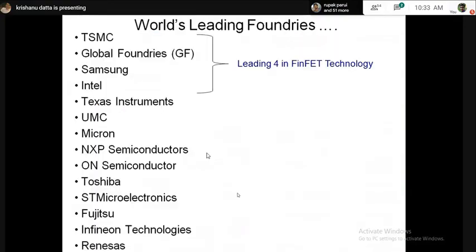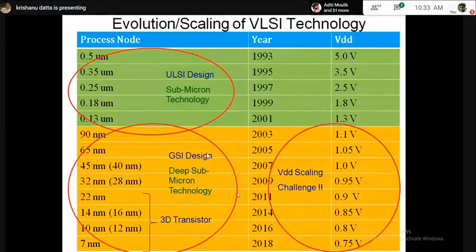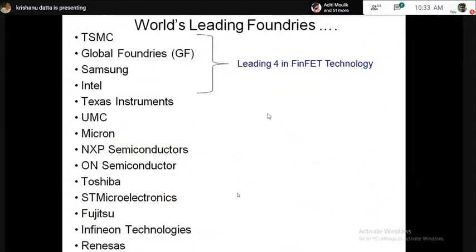Since I was telling you about the technology and evolution, now you know all these companies who actually manufacture microchips. Today, the world leader in manufacturing is TSMC. Did you hear the name? Can you tell me the full form of TSMC?